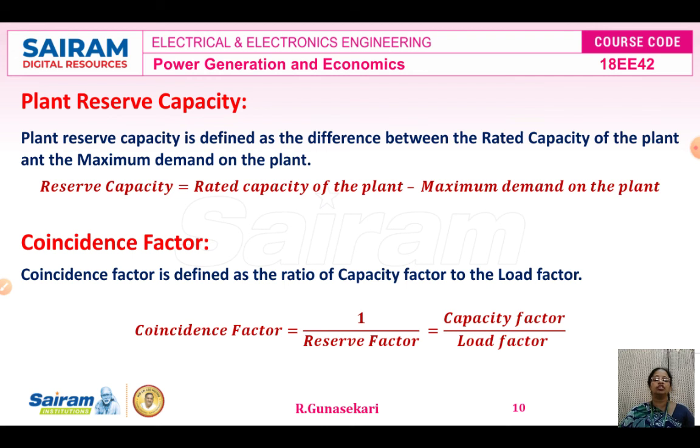The plant reserve capacity is defined as the difference between the rated capacity of the power plant and the maximum demand on the power plant. The next, coincidence factor. The coincidence factor is defined as the ratio of capacity factor to the load factor. Otherwise, another formula, the reciprocal of the reserve factor. Reserve factor is nothing but load factor divided by capacity factor, but the coincidence factor is nothing but capacity factor divided by load factor. That means the reciprocal of reserve factor.